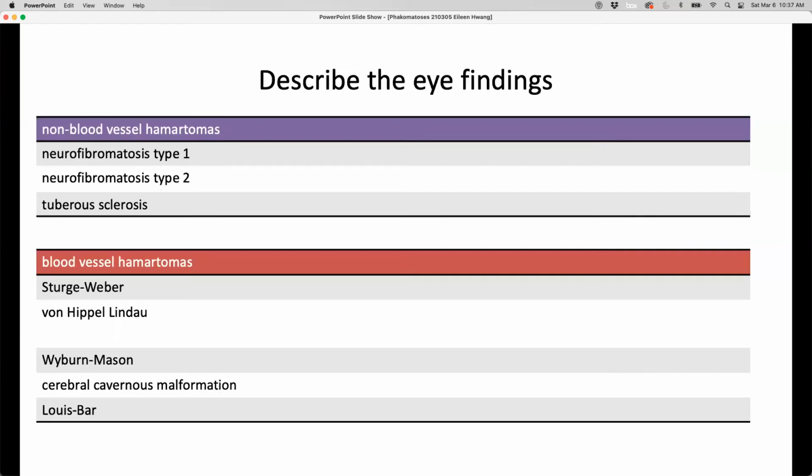Okay. Great. All right, so let's go on to the eye findings. Our favorite part. This is exciting. This is what we actually get to see. So we could just start at the top again. How about NF1? We talked about the optic pathway gliomas. Lisch nodules. Yep, great.